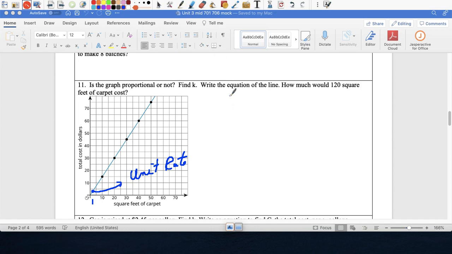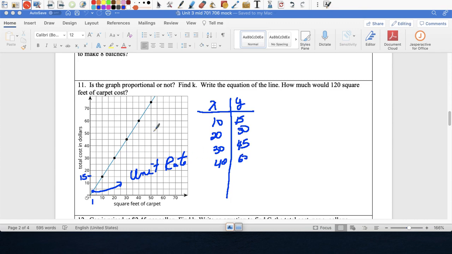But I create a table. You don't have to create a table, but I'm creating a table just to show you: pick values that we can actually measure. When x is 10, I can measure that. Y is, and what's this value? 15. Let's pick a few more. When x is 20, y is 30. When x is 30, y is 45. I'll pick one more. When x is 40, y equals 60. So these are points that I can measure on the graph.